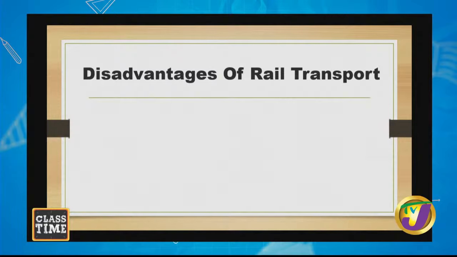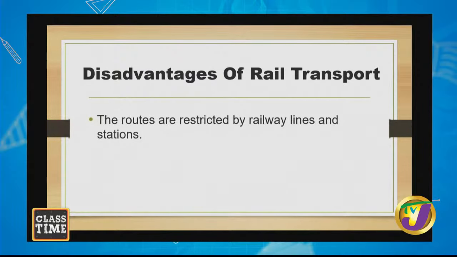Now, are there disadvantages of rail transport? Think about it. Based on the advantages, what could be some possible disadvantages or drawbacks of using rail transport? Now, the routes are restricted by railway lines and stations. So obviously, where there are no tracks and where there are no railway stations, then you won't have trains operating in those areas. So it's limited.